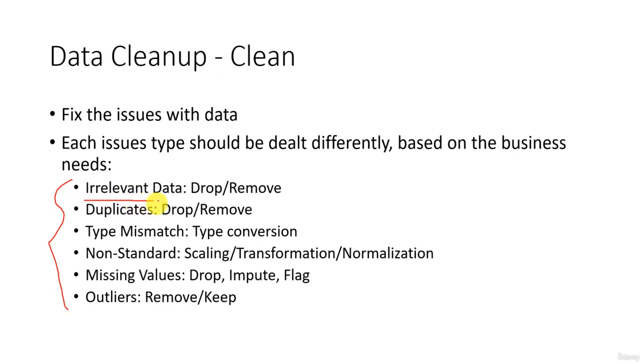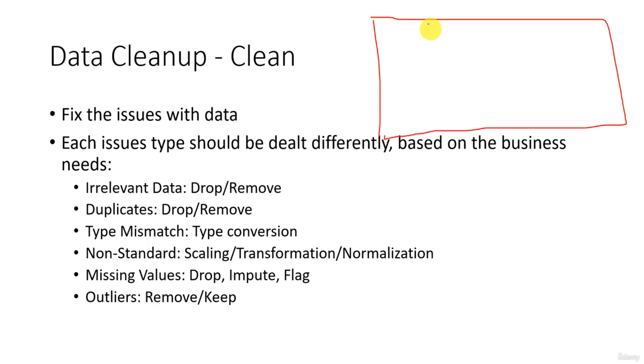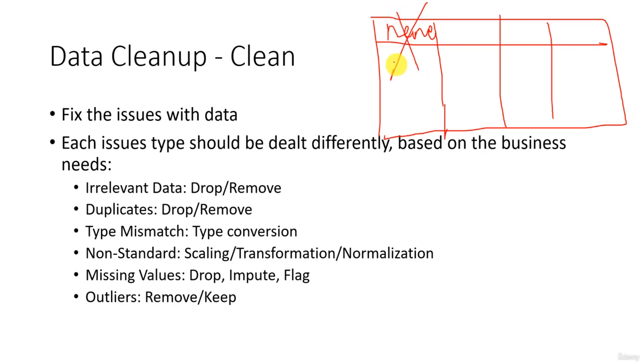So first is irrelevant data. Irrelevant data is data that is not important for us. Let us say that we are going to predict whether or not people will buy something from, let's say, our e-commerce website. Then maybe the name attribute is not that vital. We can remove it. Maybe this attribute is irrelevant data.